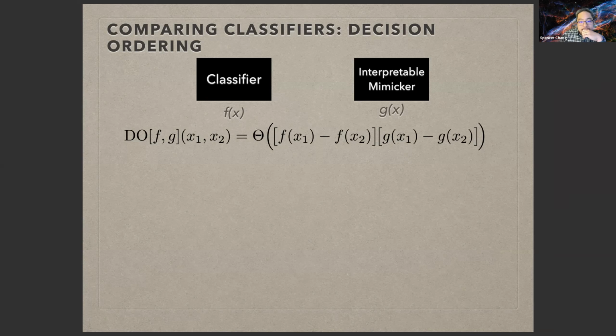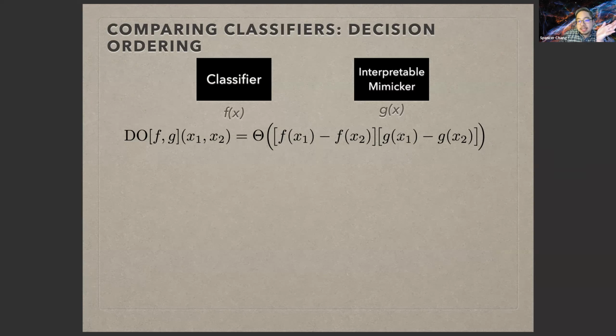Now imagine I have these two events. If f of x1 is bigger than f of x2, f thinks x1 is more signal-like than x2. If it's the opposite, f of x1 is less than f of x2, it thinks x1 is more background-like than x2. Now what I do is multiply the two differences, the difference of the f for the two events and the difference of the g for the two events. If they have the same sign, this will be a positive number inside this theta function.